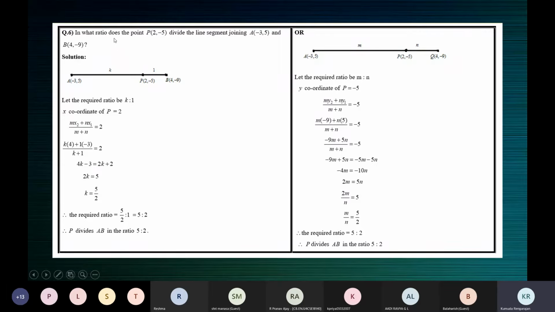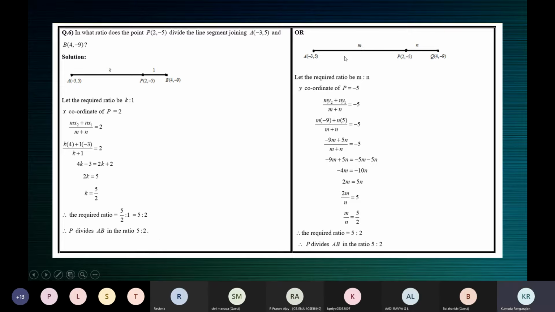Now the question is to find the ratio. In what ratio does P divide AB? We don't know the ratio, so we have to find it. Let the ratio be k:1. Children, we have already discussed this. I've just given the alternate approach. We just discussed this, but you were not able to see this answer because it was not prepared the other day. So let the ratio be k:1. Use this ratio, work and find the value of k. k is 5/2, so the required ratio is 5:2.